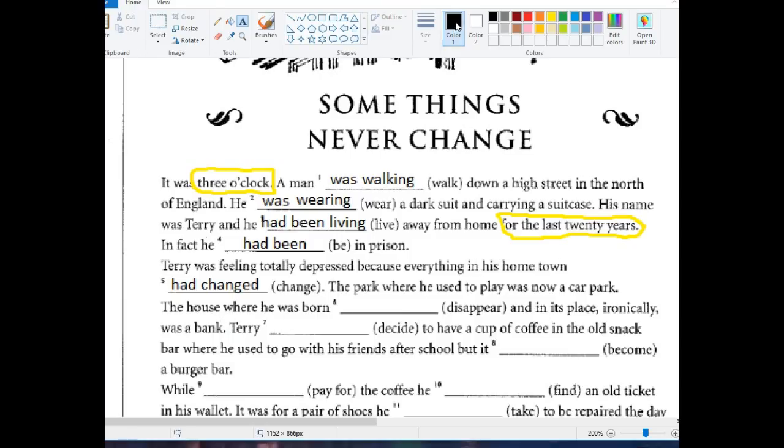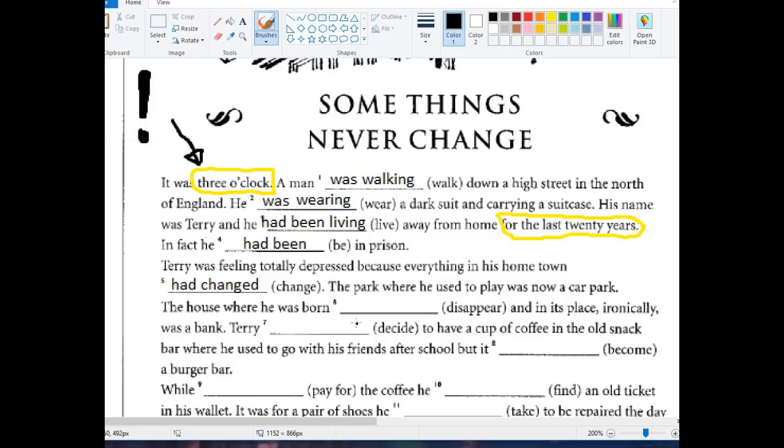And by the way, you can say Terry felt totally depressed, and it's because feel, like live and work, is stative and dynamic at the same time. So we can say either. We can say Terry was feeling totally depressed or Terry felt totally depressed because everything in his hometown had changed. The park where he used to play was now a car park.